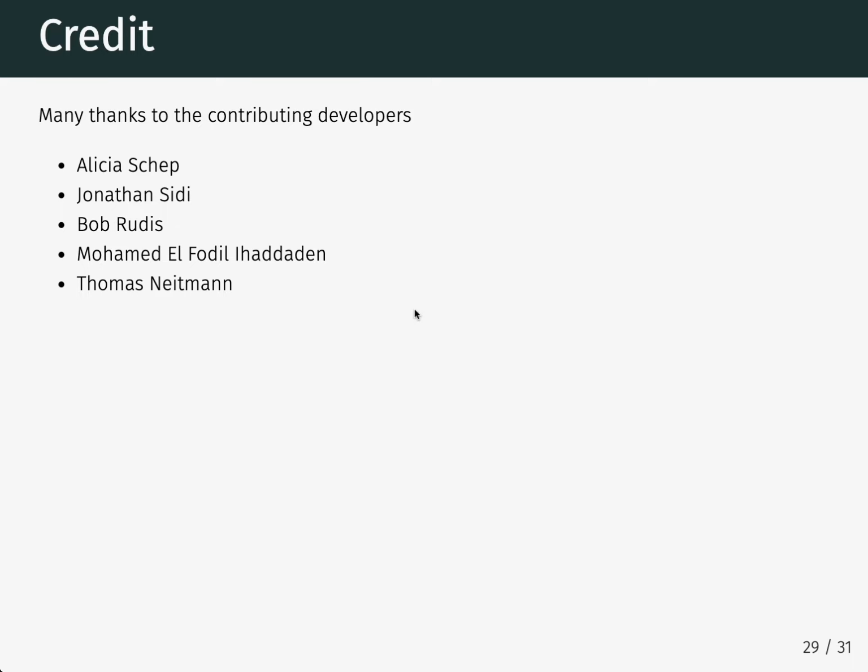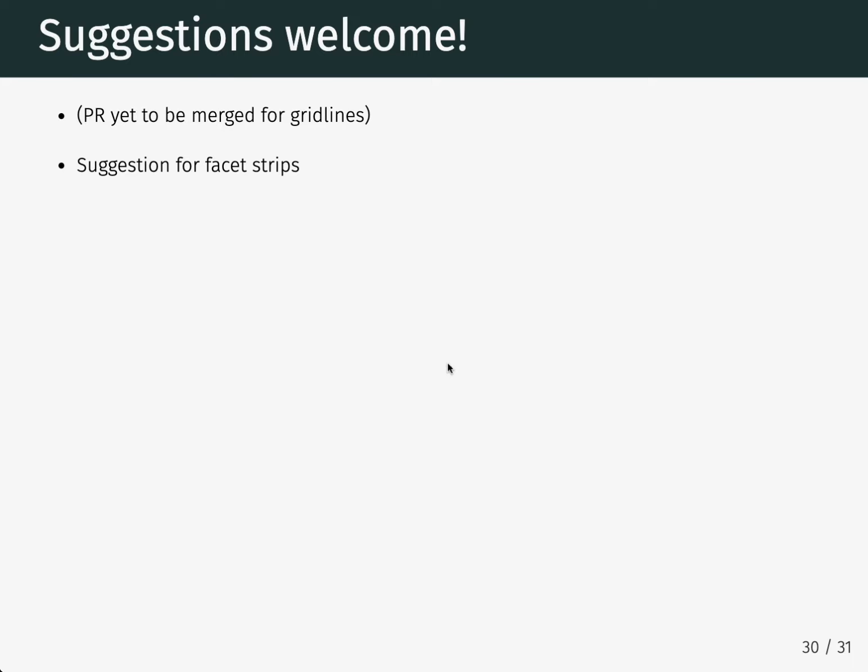I'd like to thank the developers who have worked on this package, in particular Alicia and Jonathan, who have been helping with the core of this package. We've also had submissions from other people who have helped contribute. We're driven by users' needs. We have a PR that's still to be merged about changing the grid lines, and another about changing the facet strips. But we're driven by what you find difficult to do.